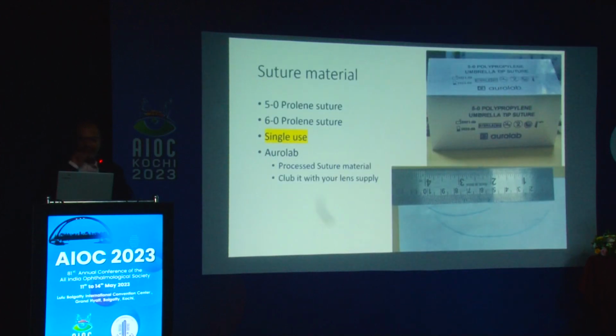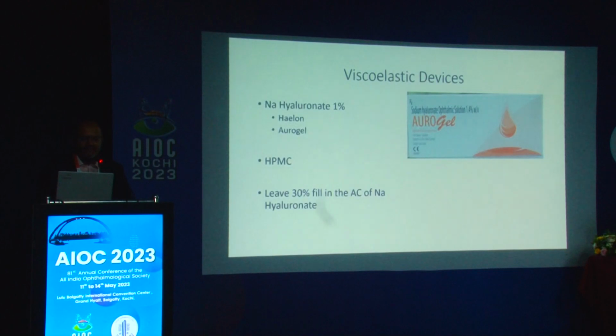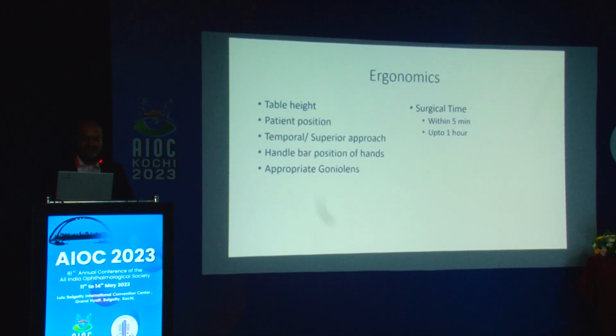And for sutures, we use the 5-0 or 6-0 poly. We get it from Aurolab, and Dr. Swati and Dr. Siddharth prepare it in the OR, so that's a big advantage. And viscoelastic sodium hyaluronate is very important. I always leave sodium hyaluronate in the eye, almost 30, 40, 50% fill as much as possible. Table height, positioning, and surgery time are always dicey. Sometimes it takes 5 minutes, sometimes it takes 1 hour. So at the beginning, be prepared to have a lot of perseverance, and then as you go along, you can do it a little faster.